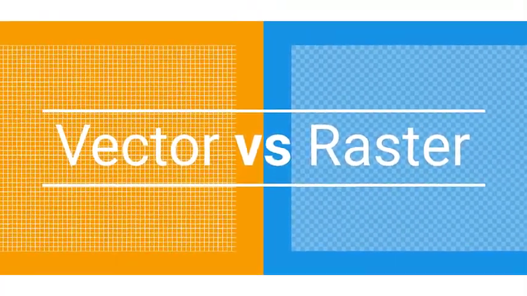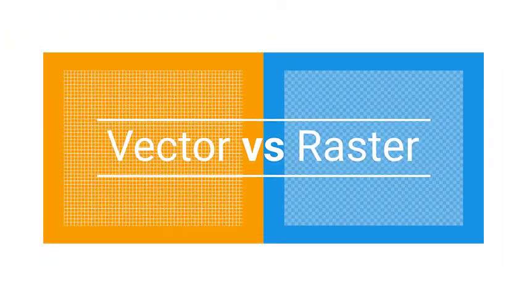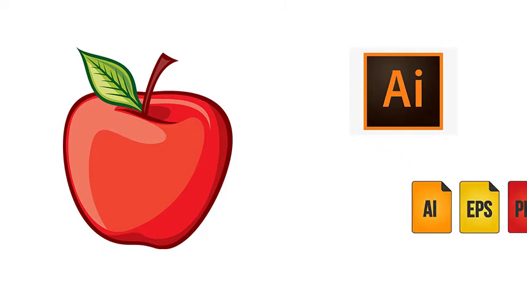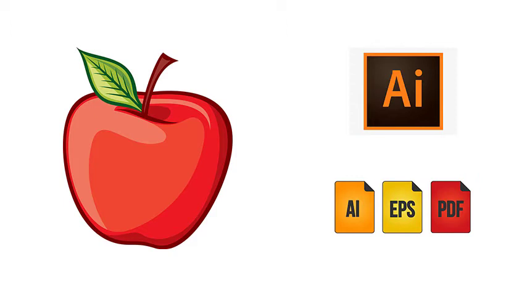Now, we will see information about vector and raster images. Vector images are images which are made up of mathematical paths. You can increase the size of the image as much as you want and it would never decrease in quality. Logos and text are the most common type of vector image. The most popular tool for creating and editing vector images is Adobe Illustrator. Common vector file types are AI, EPS, and PDF.